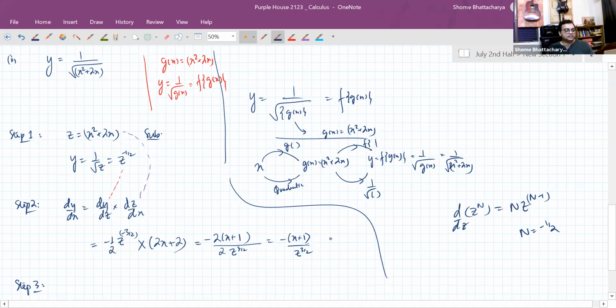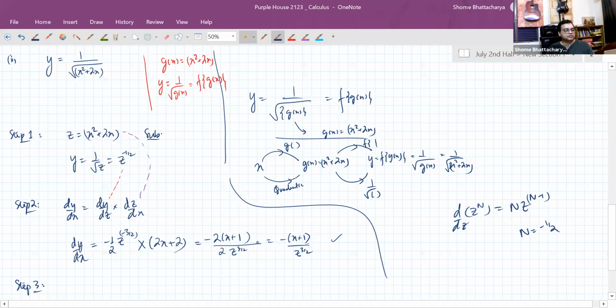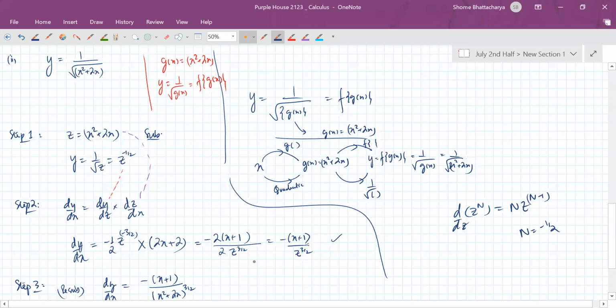Now I've reached up to this step. I've got dy by dx, but only in terms of z. So I need to resubstitute z because that's a dummy variable. I'll resubstitute z as x square plus 2x. On resubstitution, I get minus of x plus 1 in the numerator, divided by z, which is basically x square plus 2x to the power 3 by 2. So now the answer is matching, na, Rishida? Yes, sir. Okay.